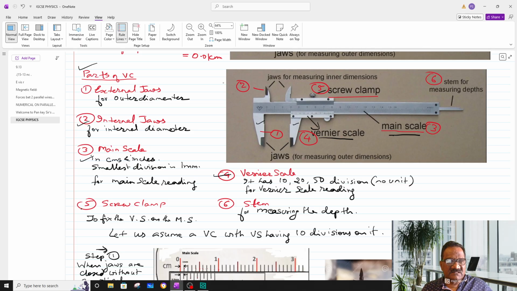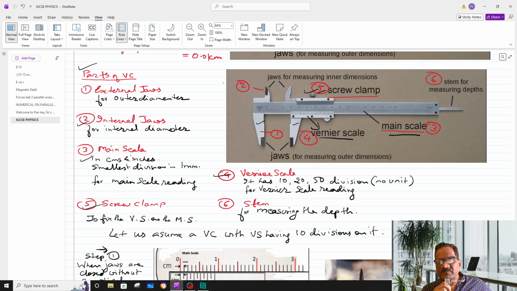The fifth is something called a screw clamp. This is known as a screw clamp. Can you see this? It's a screw knob. Once you keep some object between the two jaws to take the reading, and then you remove the object, you just clamp it and then remove it. So you have to tighten this screw. When the screw clamp is tightened, the jaws will not move easily. Even after the object is removed, the jaws will remain in that position, so it will help you in taking the readings without any disturbance.